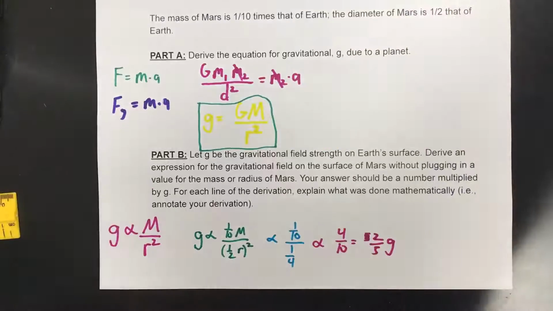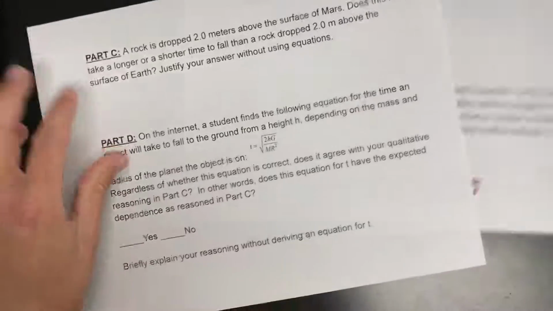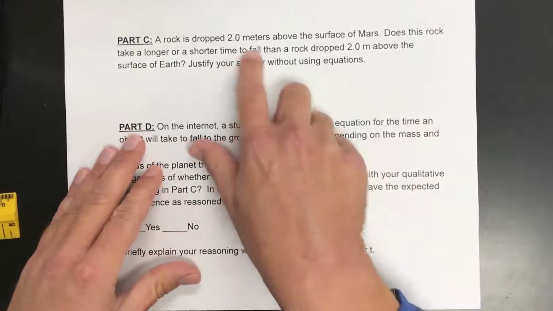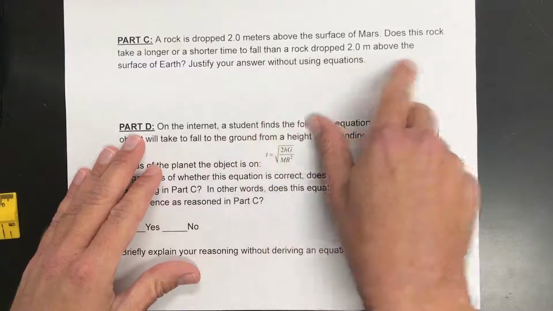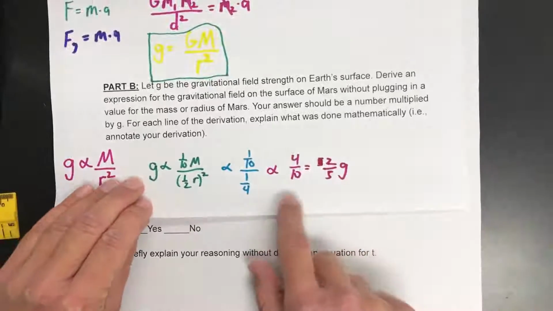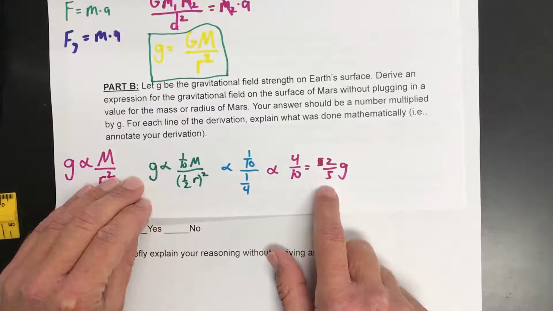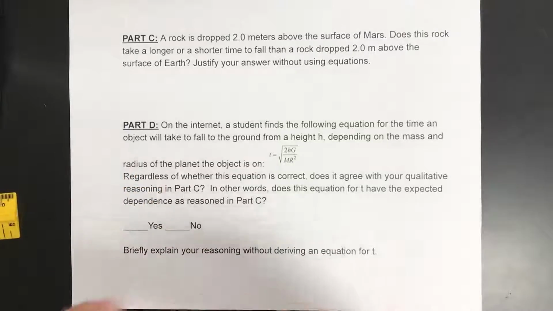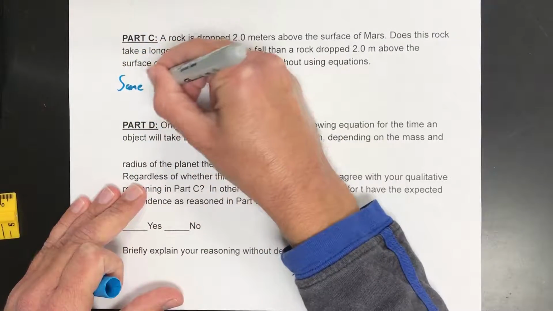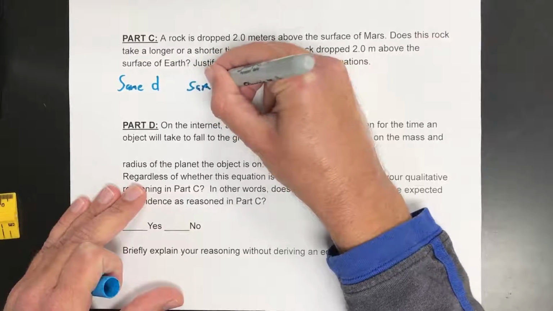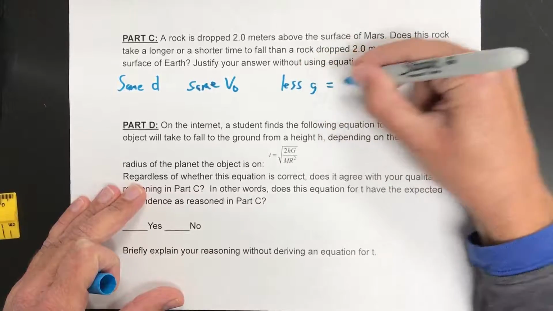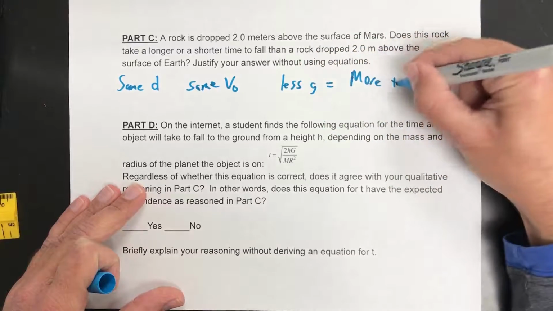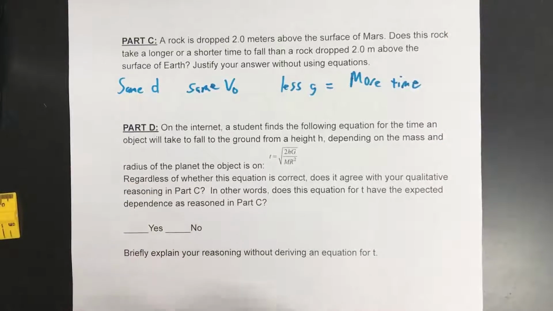So the next question, part C, says a rock is dropped 2 meters above the surface on Mars. Does this rock take a longer or shorter time to fall than a rock dropped 2 meters above the surface on Earth? Justify your answer without using equations. Well, we have less acceleration on Mars. So if you're falling the same distance and we have the same starting velocity, which is 0, then less g means more time, right? We're accelerating at a slower rate there.